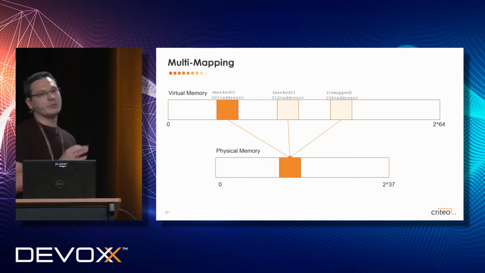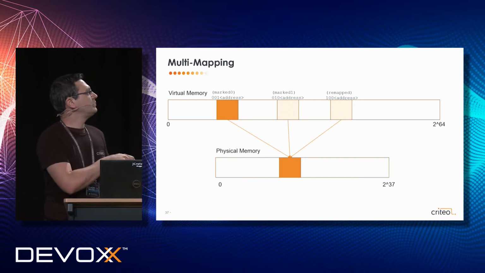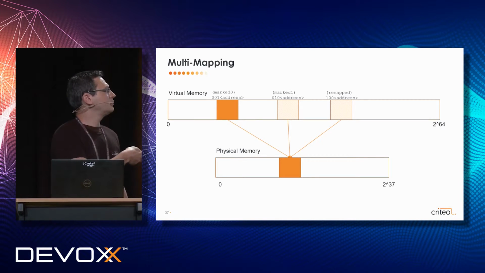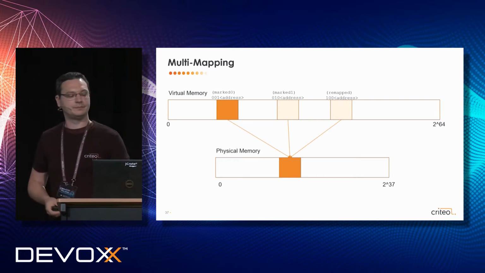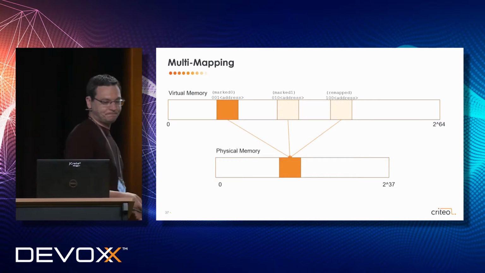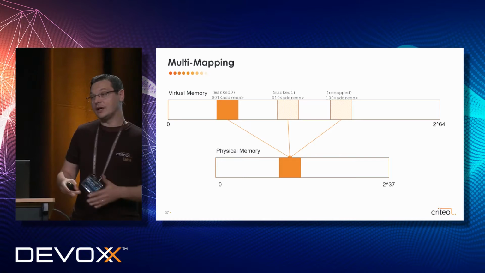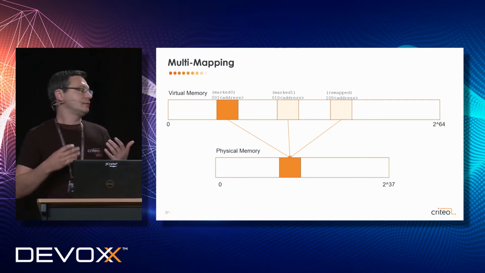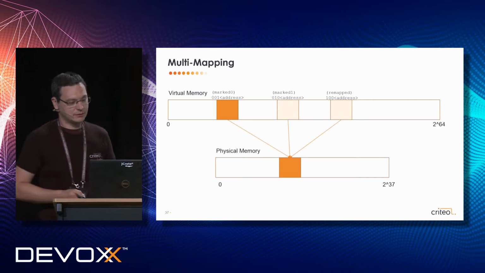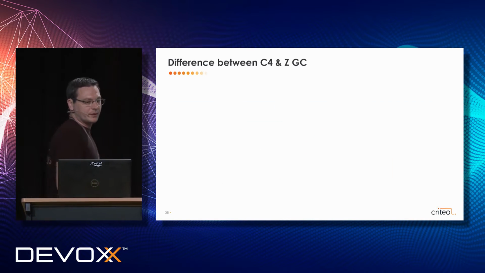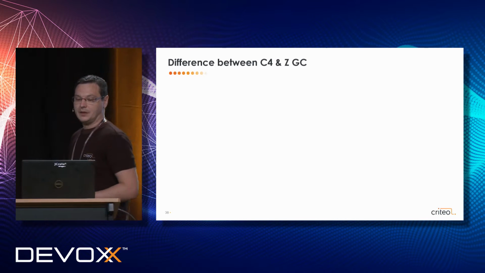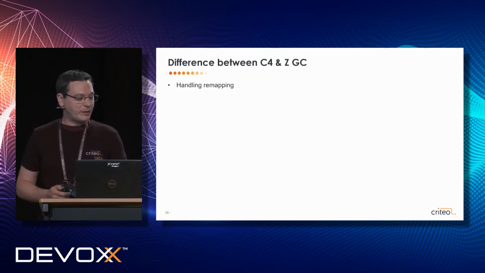Or if we are at the remap phase, we have this bit set, and we can dereference to get to the same physical page. So they are using more virtual memory, but we have plenty of this, and we can have this trick working correctly. So what is the difference between C4 and ZGC then? The way they're handling the remapping.